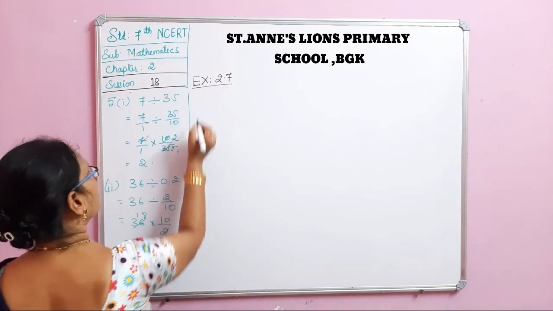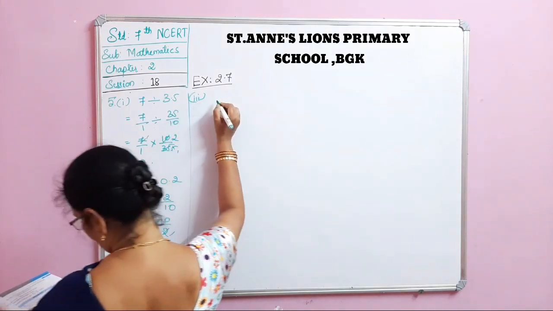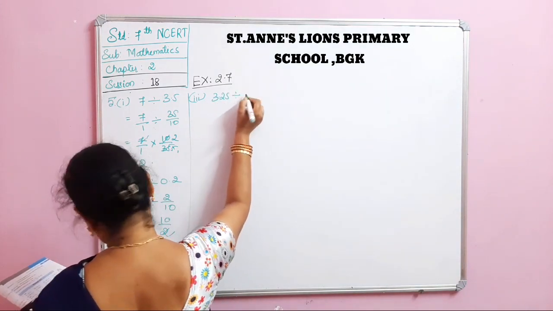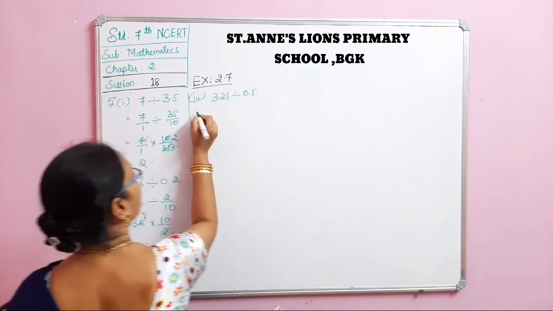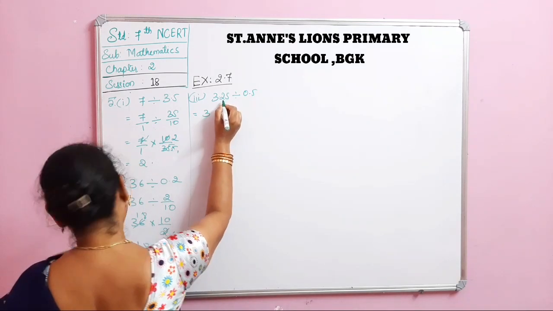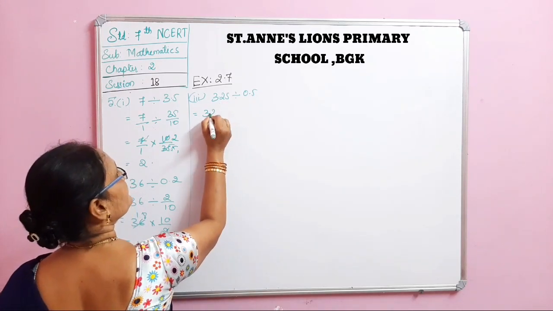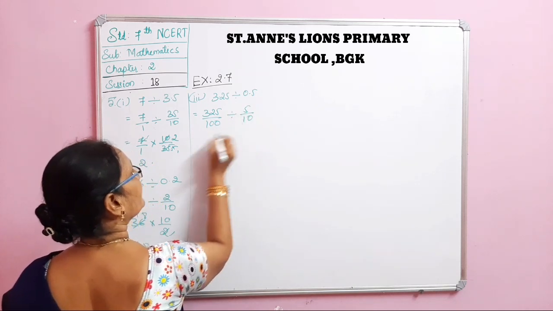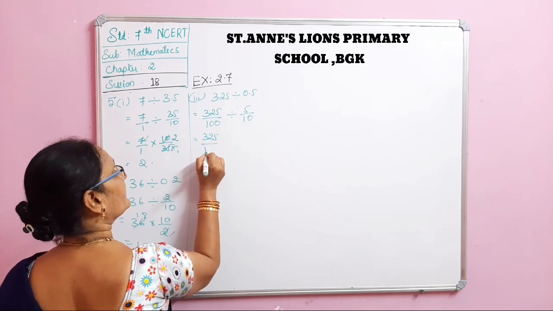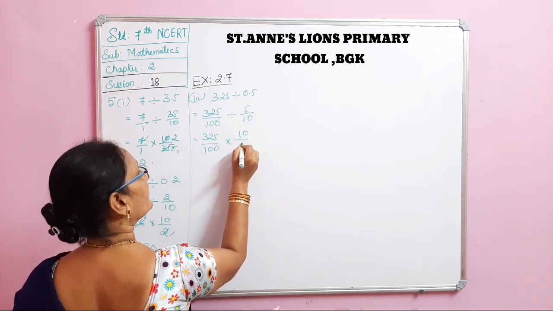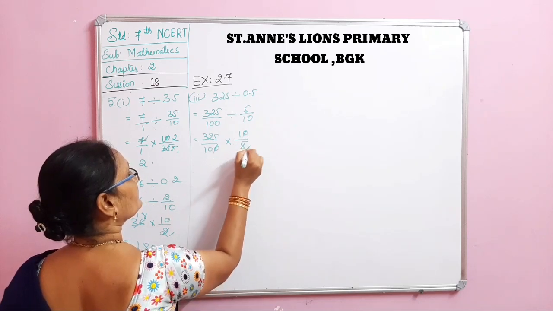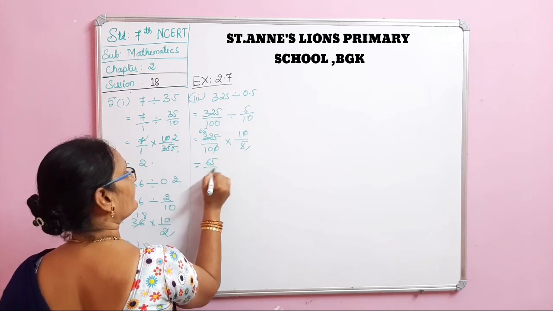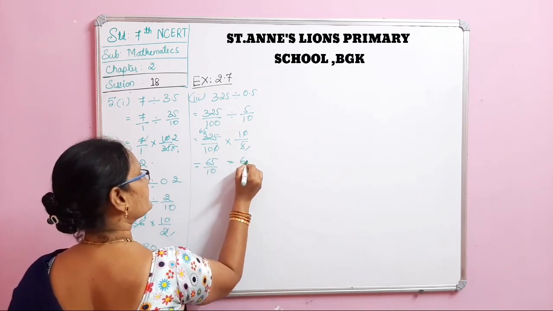Next, third one, 3.25 divided by 0.5. See here, 3.25 can be written as 325 by 100 divided by 5 by 10. So 325 by 100 into 10 by 5. 0, 0 got cancelled. 5 ones are 5, 5 6s are 30, 5 65s are 325, so 65 by 10. Our answer is 6.5.